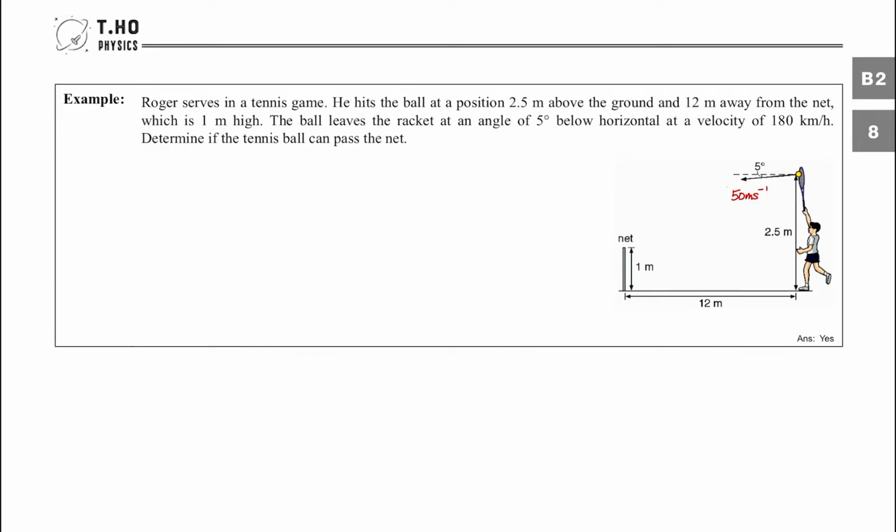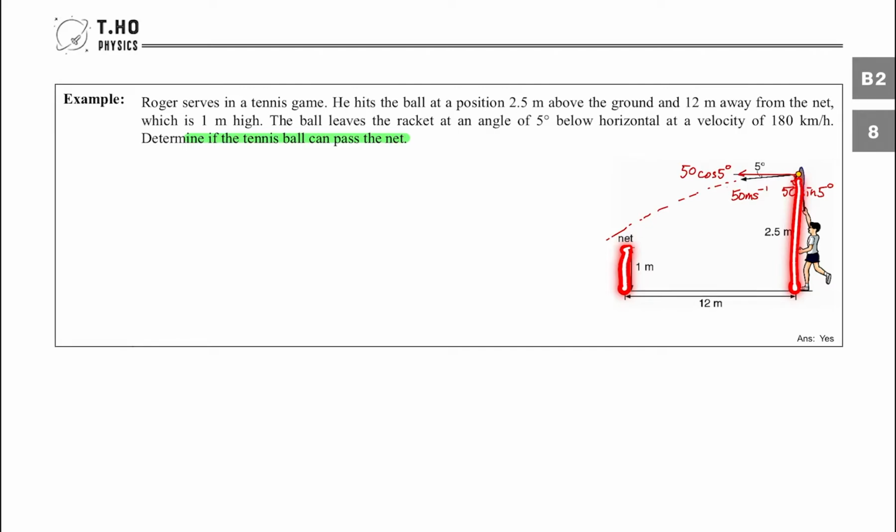So we are going to resolve the velocity into its horizontal component, which is 50 cosine 5 degrees, and a vertical velocity of 50 sine 5 degrees. The ball will follow a projectile motion, and we are going to determine whether the ball can pass the net or not. The dimensions are illustrated here. Roger served the ball 2.5 meters above the ground, and the net is 1 meter high.